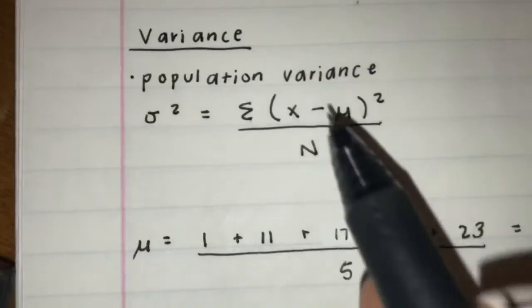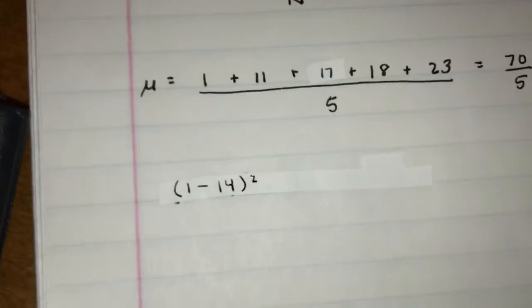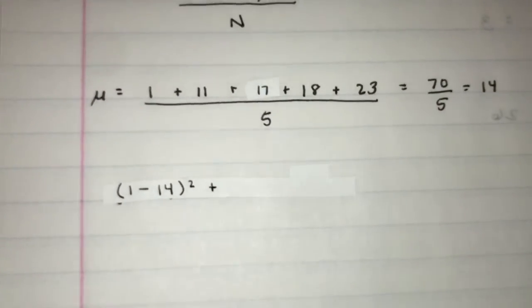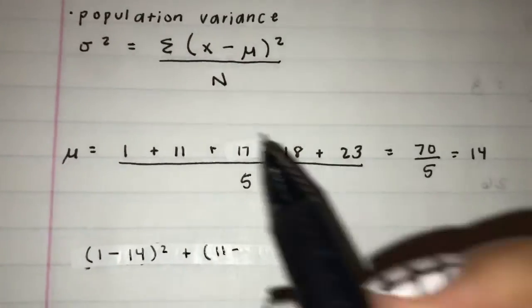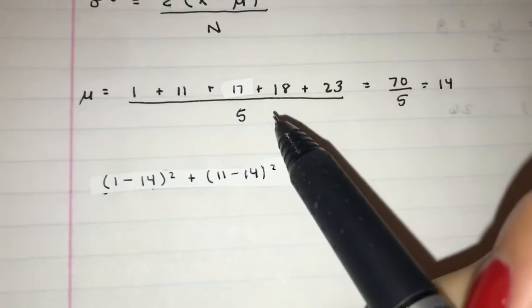We're going to start with the first score in our data set, which is 1. We're going to do 1 minus the population mean, which is 14, and then we're going to square that. Then we're going to continue with each score in the data set. So we're going to do 11 minus the population mean, 14, squared. And we're going to continue with the rest of the 3 numbers in the data set.